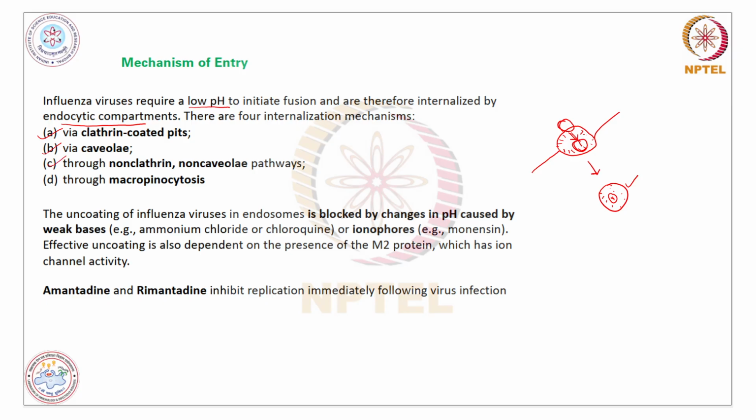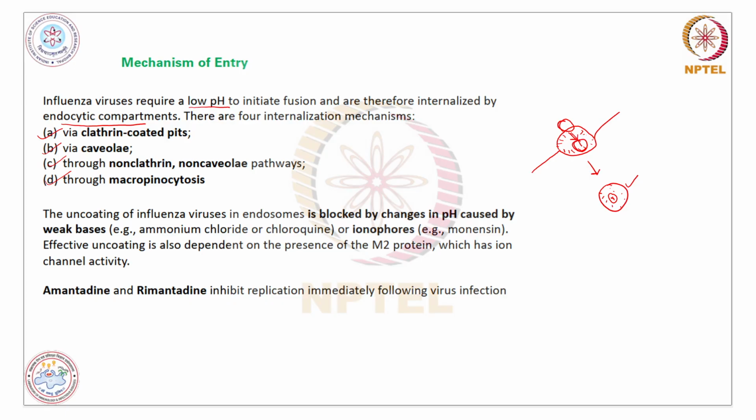Next one is non-clathrin and non-caveolin mediated. These routes are independent of both of the above mechanisms, and this is used by a few of the strains for entry. And the fourth one is through macropinocytosis. Pinocytosis is like gulping, like if we gulp something inside us. So that is pinocytosis of some liquid things.